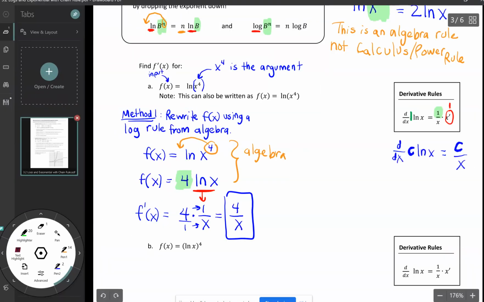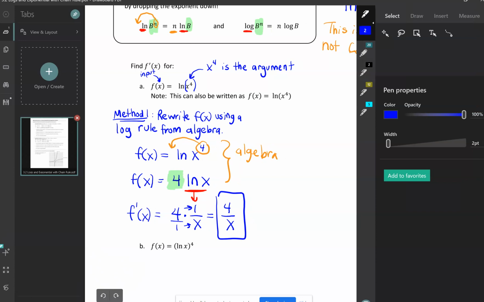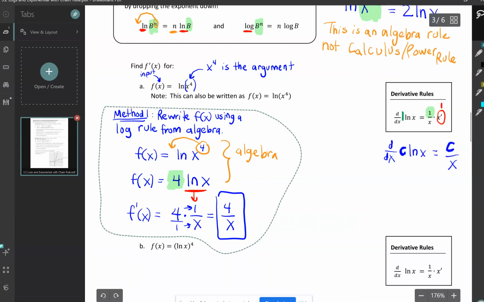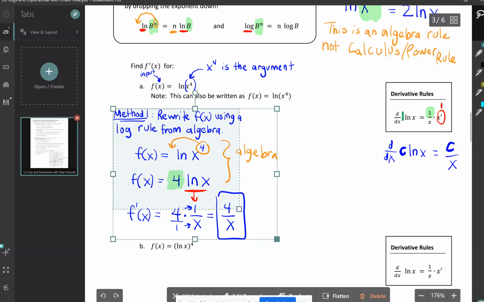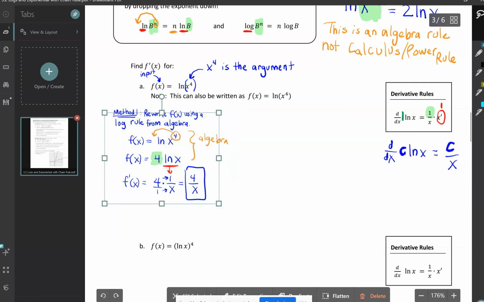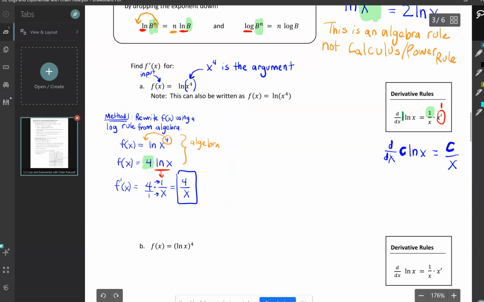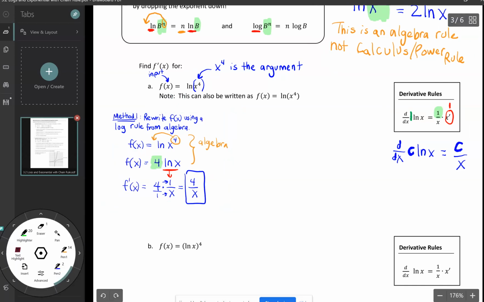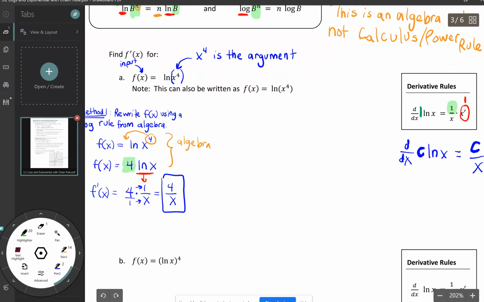So let's pretend we didn't know the algebra rule. Now we're going to do method 2. We're just going to work with the function the way it was given to us. We're going to take the derivative as is. We're not going to rewrite it, and we're going to get the exact same answer.